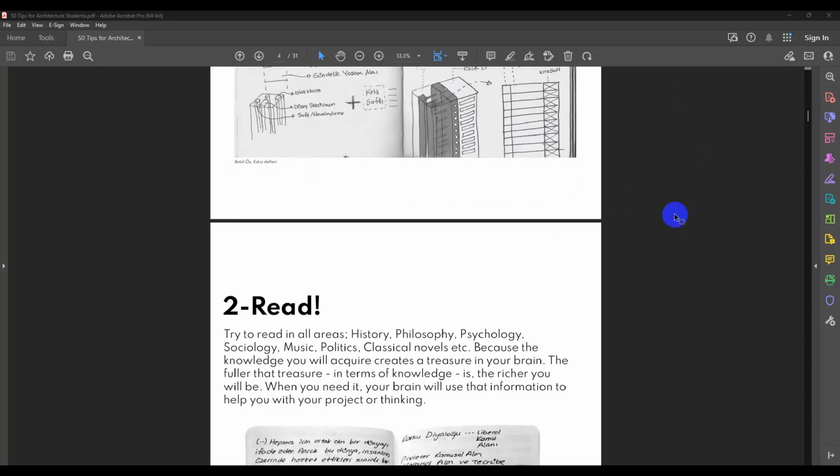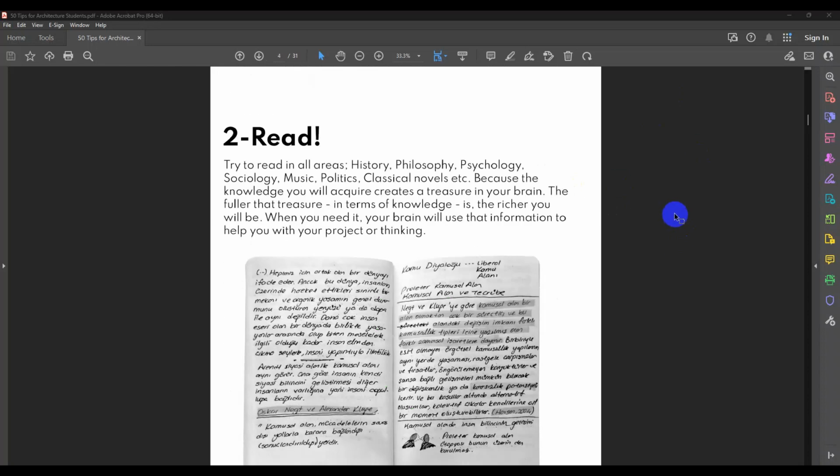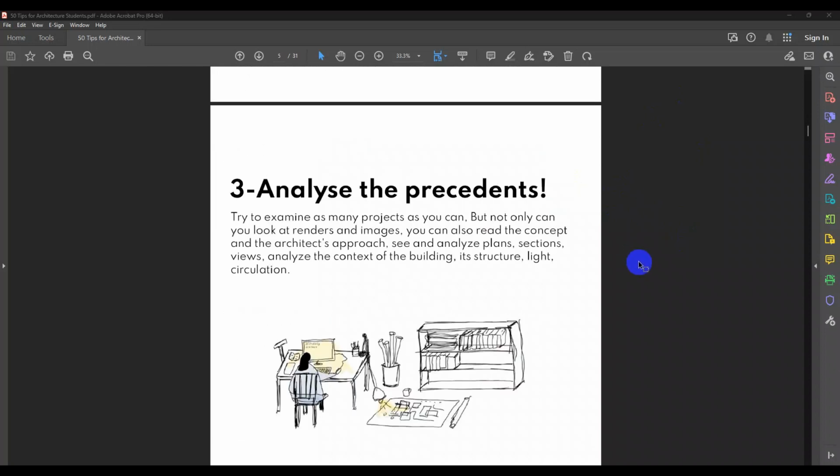Okay, and move to the next step, read. For this point, it's not only for the architect, it means everyone who loves to study and who loves to do research, they always read. The more you read, the more you increase your ideas, and improve your work.